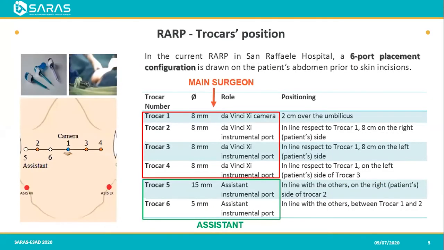Regarding the RARP surgical procedure, it's important to understand the trocar positioning and the surgical instruments used. Trocars are medical devices in plastic or metal, and they are inserted in patients' abdomen.